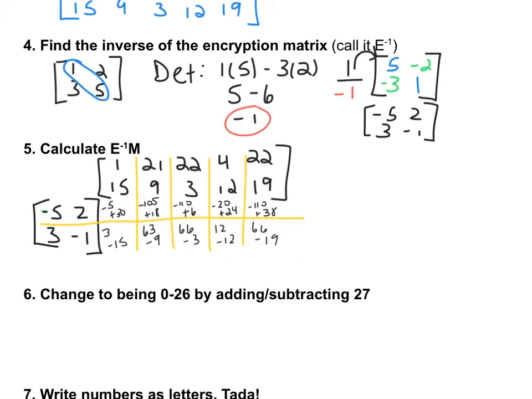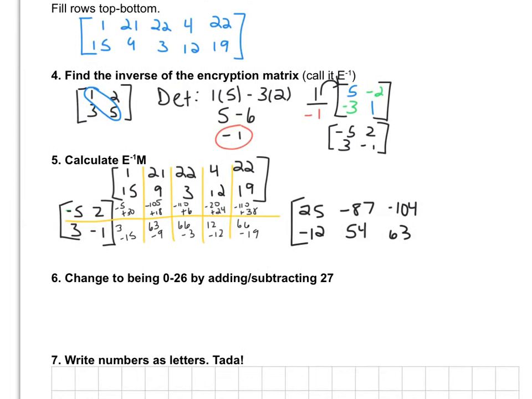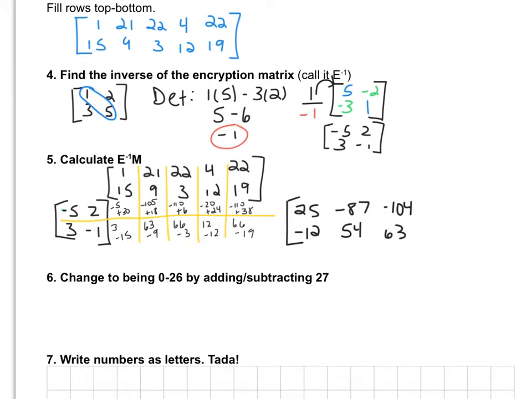Obviously, please, for the love of all that is holy, use a calculator when we're doing these. Alright, so I get 25, negative 12, negative 87, 54, negative 104, 63, 4, 0, negative 72, and 47.